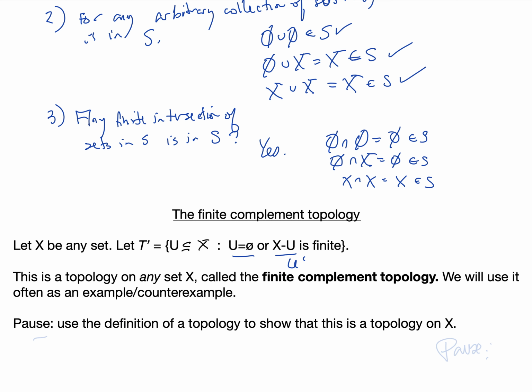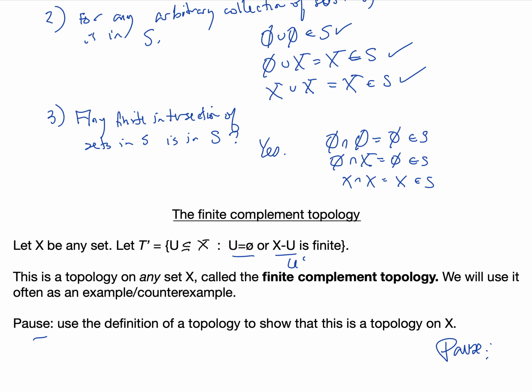So we'll use it often as an example or a counterexample. So I would like you at this point to pause and use the definition of a topology to think about why this tau prime, the finite complement topology, is a topology on X. So pause and think about that for a moment.